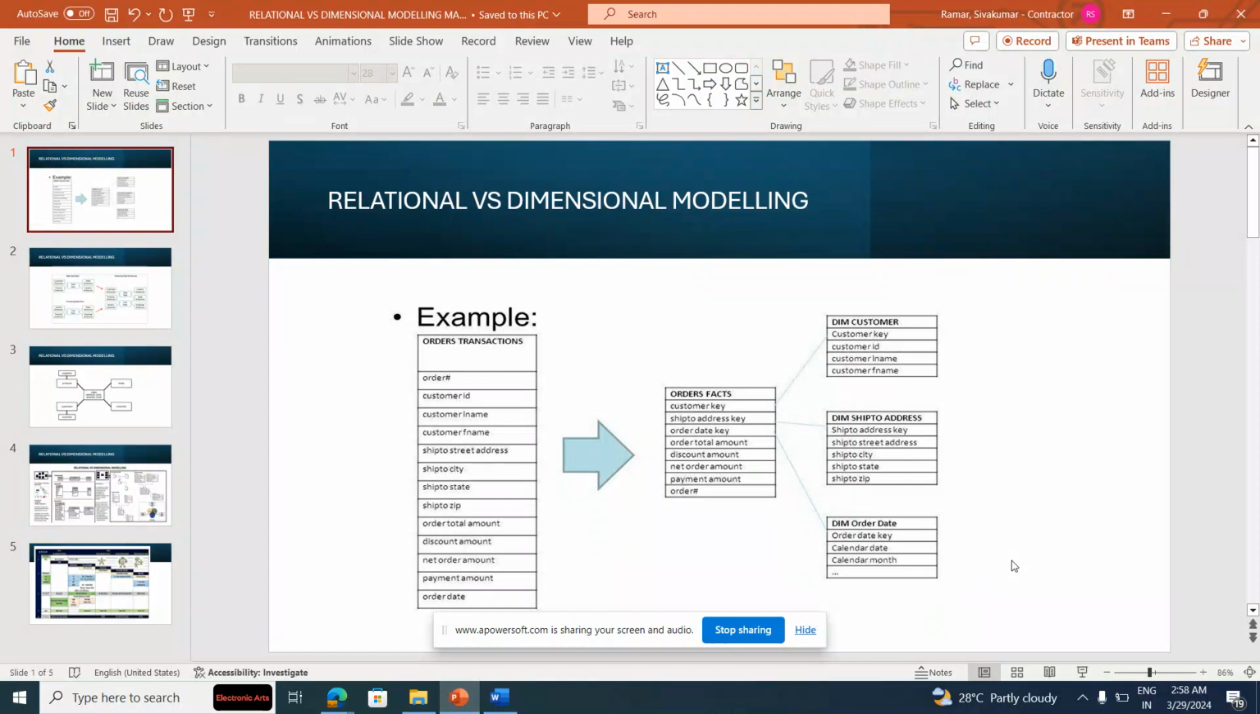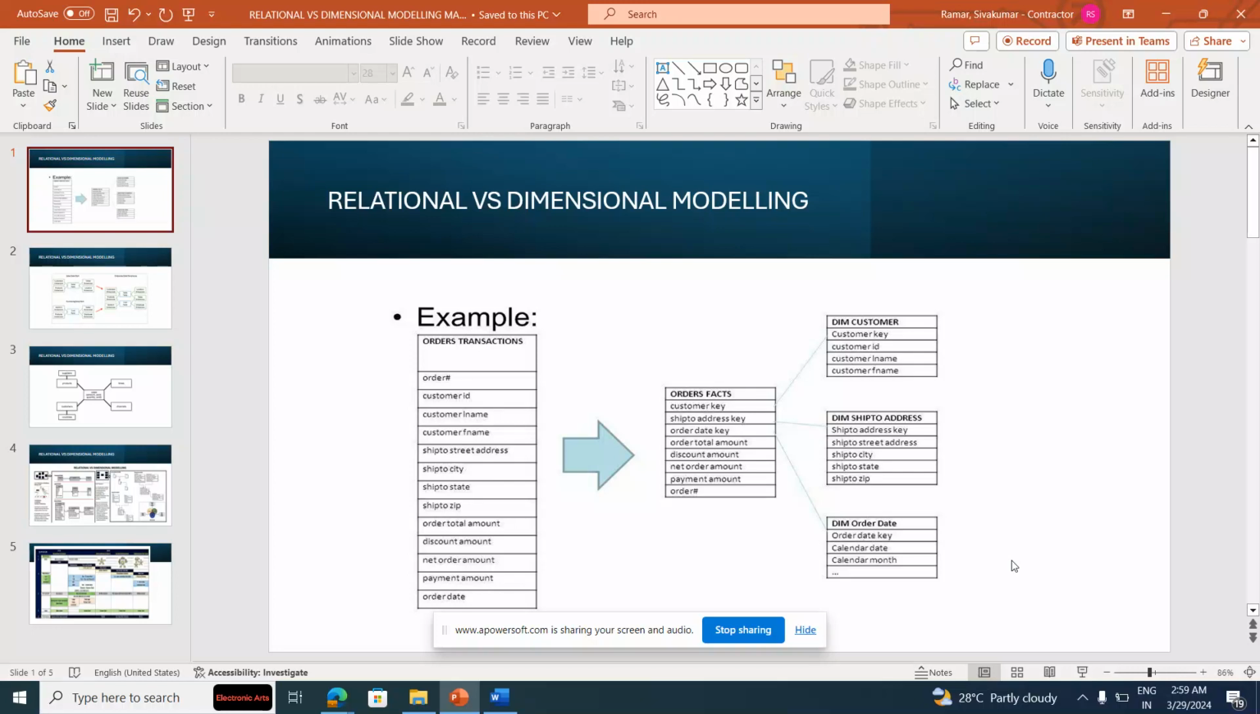The fact holds your metrics, and not only that, it also holds the key items that point to the dimension. The dimension will have the textual values and it has its own primary key. You can see with the dimension, customer ID is a primary key, and with order date, the date key is a primary key, and all these dimensions have a relationship with the order facts here. So the fact table is nothing but a combination of primary keys from the dimensions plus your metrics.